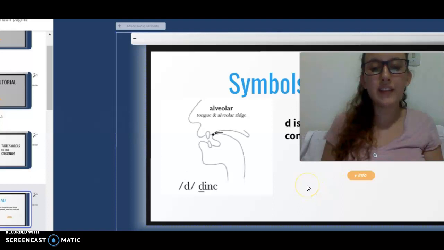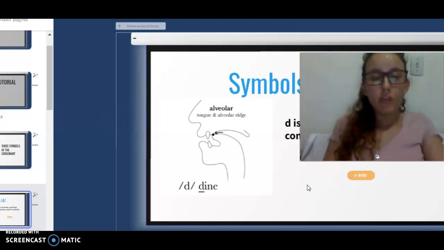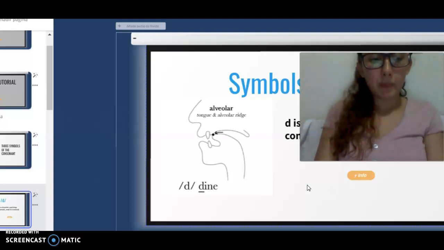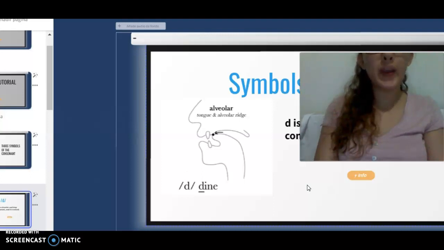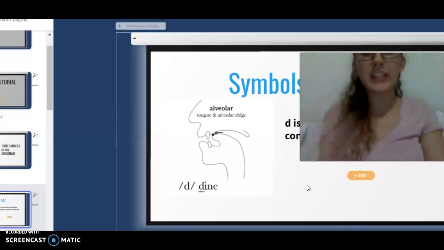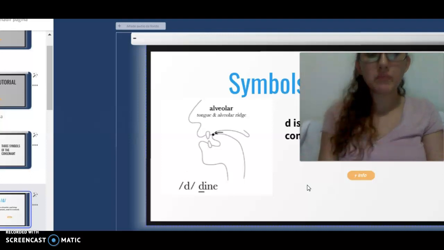The consonant is an alveolar stop consonant, and it is voiced. To produce it, touch the alveolar ridge, the hard space behind your upper teeth, with the tip of your tongue.